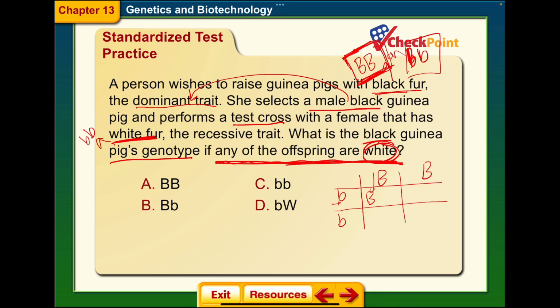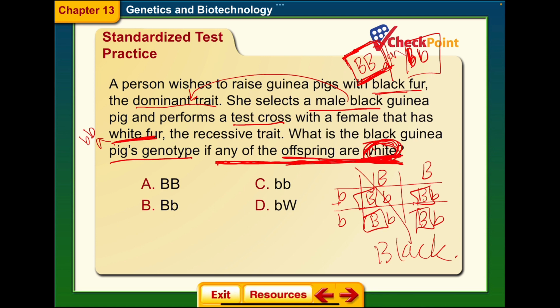I'll just fill that in very quickly. If we look here, all offspring have the dominant allele. That means all of them will be black. But in the question they said, what is the genotype if any of the offspring are white? The genotype is supposed to give me white. So that means this is wrong.